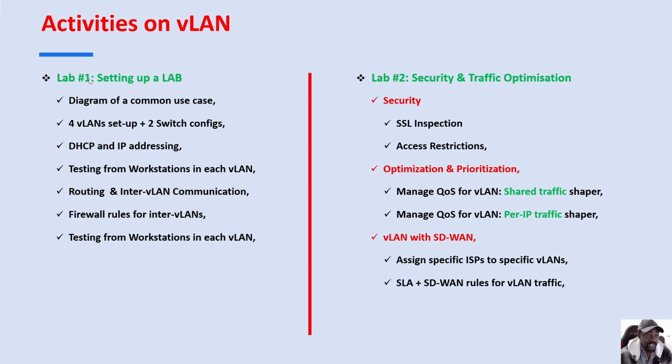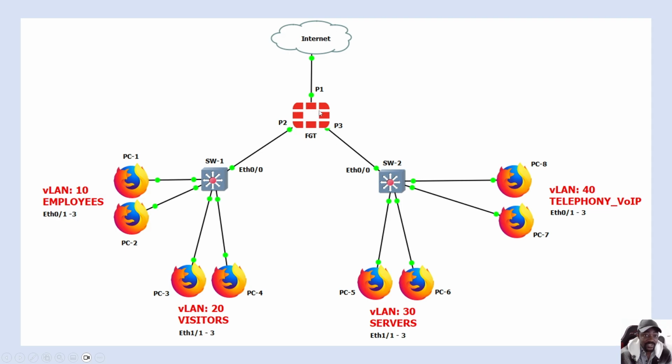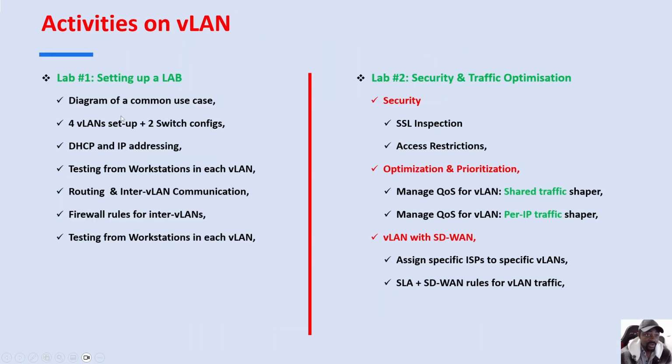In the previous video, we did lab 1, where we set up a lab with a FortiGate device. Let me show the diagram here. We have this FortiGate device and two Cisco switches. For each of the switches, we configured two VLANs: VLAN 10 for employees and VLAN 20 for visitors on switch 1. Then on switch 2, we have a server VLAN and a voice over IP VLAN. We did all the VLAN settings on the switches, and we did inter-VLAN configuration and testing. So all of that was already implemented in lab 1.